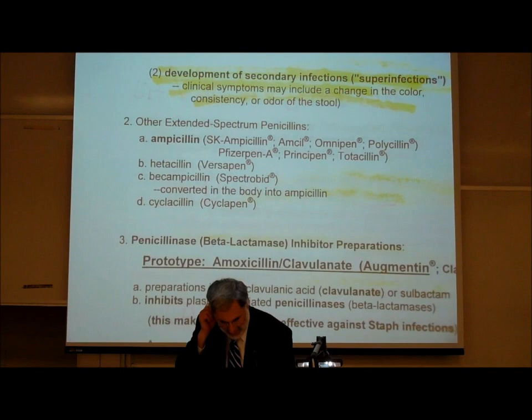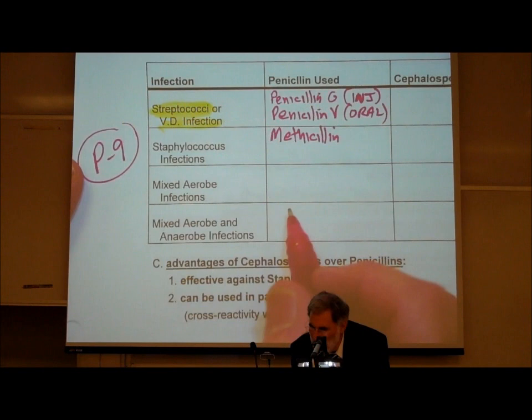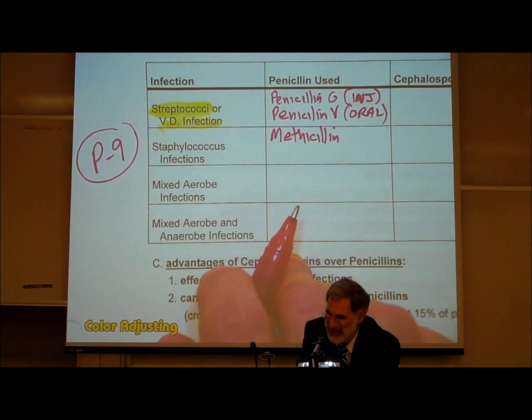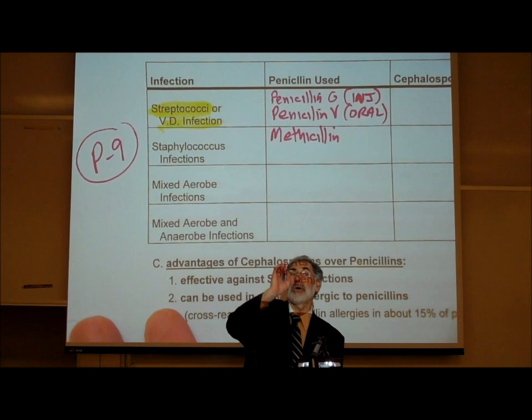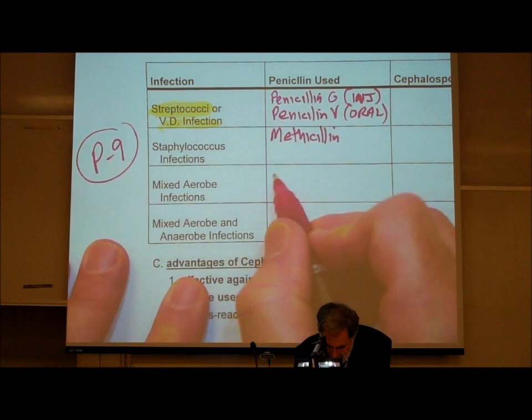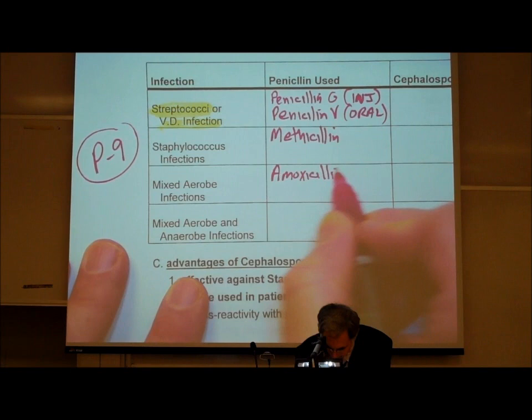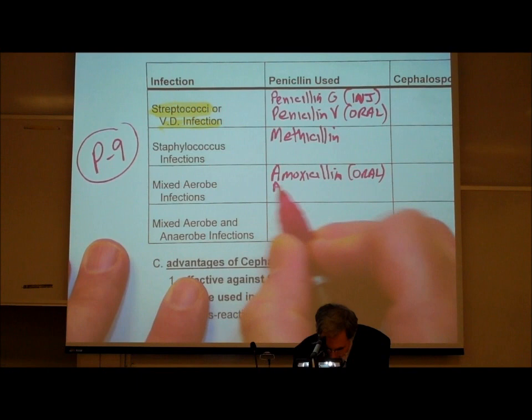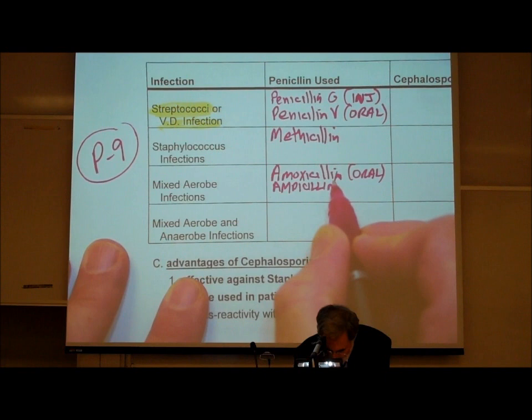All right, let's try to get a handle on that. On page P9. So what if you've got a mixed aerobic infection? Our first thought is, what does that mean? That means it's aerobic bacteria, but it includes both gram-positive cocci, like strep, as well as gram-negative bacilli, maybe such as E. coli. So in that case, what do they give? Amoxicillin. Now, amoxicillin is actually what's given orally. I'm not going to ask you to know this, but what they give is ampicillin by injection. You don't have to know that.